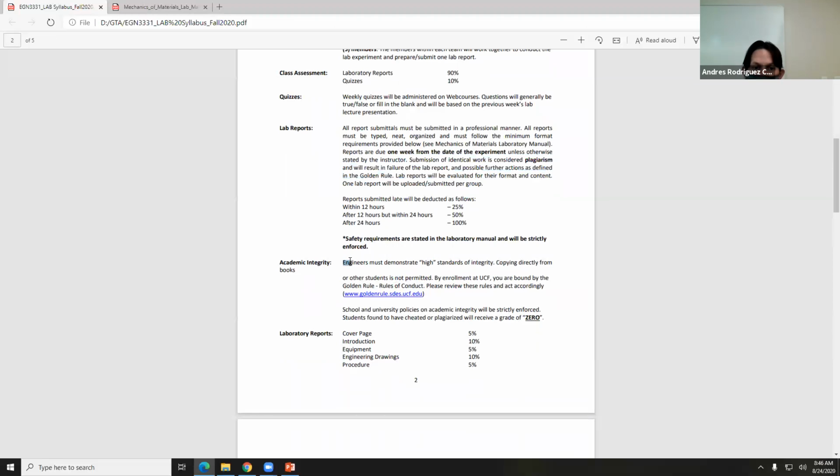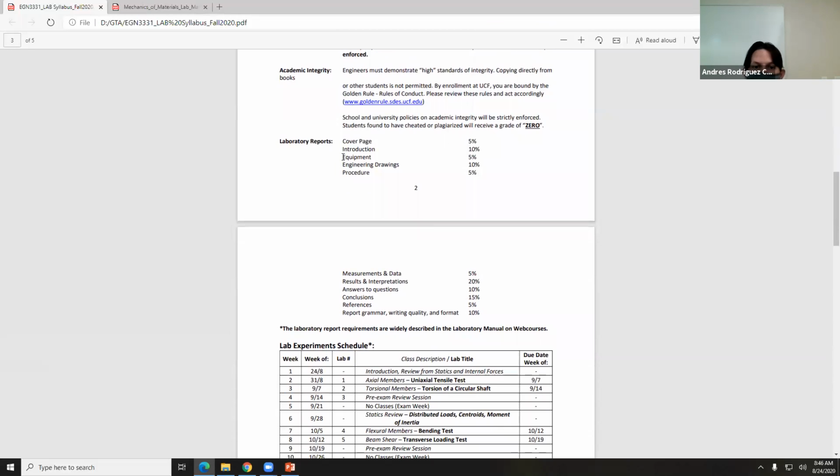The academic integrity, we already talked a little bit, but actually you have to check the golden rules. I think if you've been a student here before, you know it in deep detail. But if you have some question about the golden rule, you can check here the link that we already have.